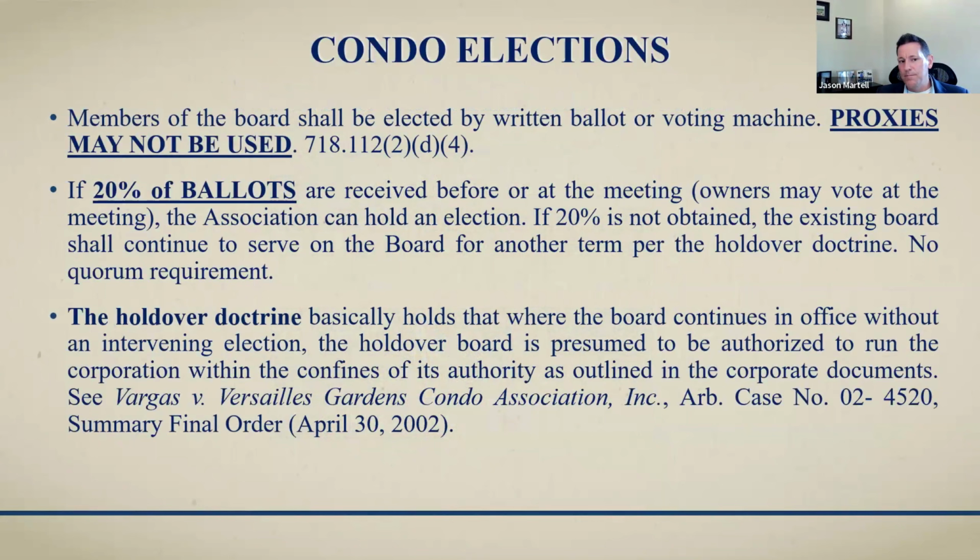So members of the board shall be elected by a written ballot or voting machine for the condos, that inner envelope, outer envelope system that we just talked about. You cannot vote by proxy for condominiums, or as we'll learn in a second, that you can for HOAs. If 20% of the ballots of the total voting interest are received by the meeting, the association can hold election. You don't have a specific quorum requirement. It's 20% of the ballots of the total voting interest.